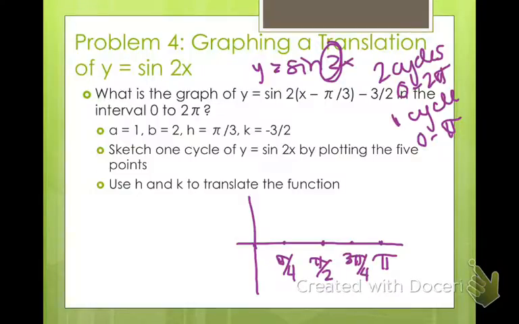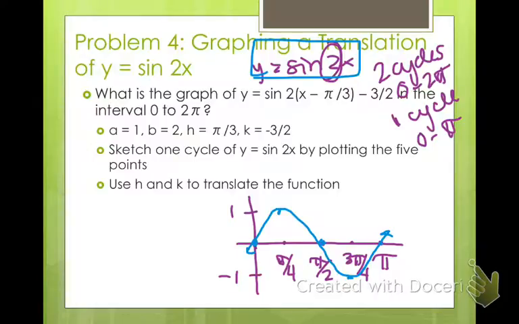And then what's going to happen is, since it's a sine function, it starts here. Our amplitude is 1. So we're going to go up 1 and down 1. Okay, here, here, here, here, and here. So this is our y equals sine of 2x.